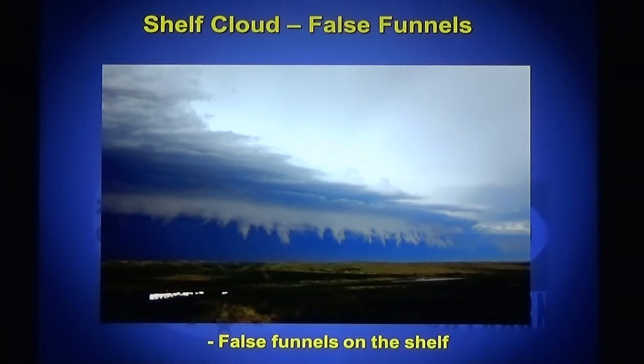Here's a picture of a shelf cloud with some false funnels. These are fingers of clouds sticking down. People often mistake these for funnel clouds or tornadoes, but they are not spinning. The finger is not spinning, so it is not a funnel cloud. It is not a tornado. Again, these features are often seen on a shelf cloud.